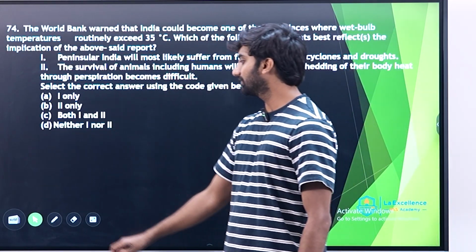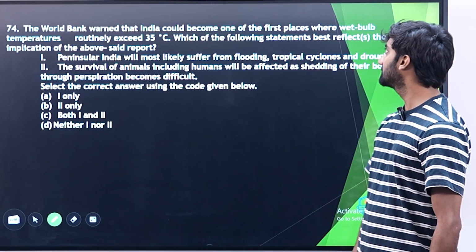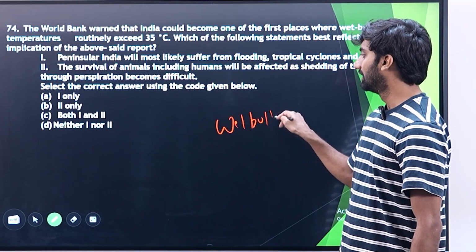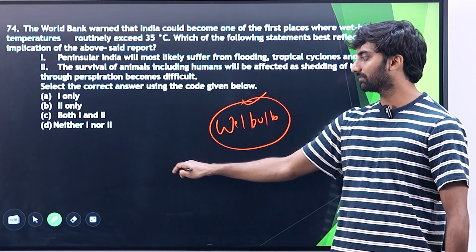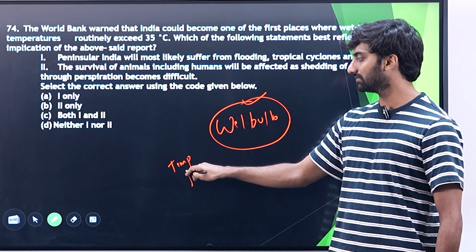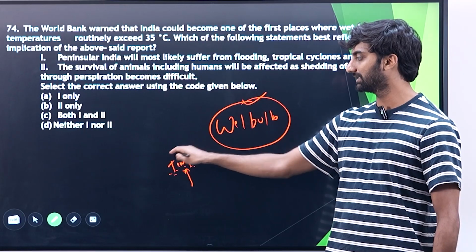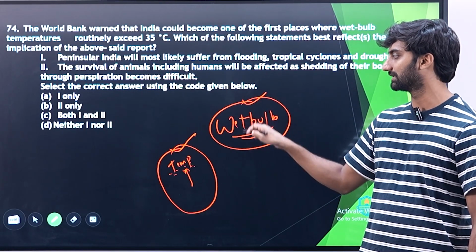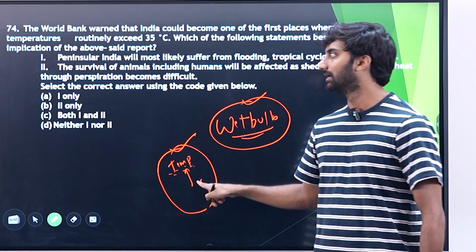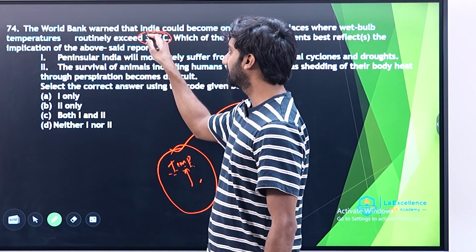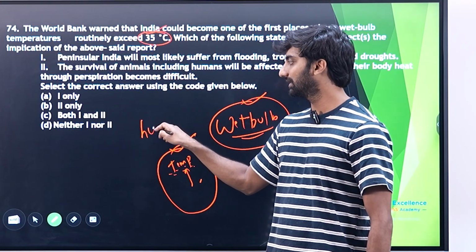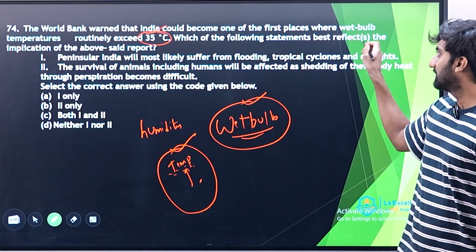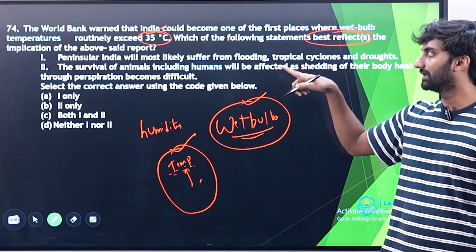Last question, the World Bank warned that India could become one of the first places where wet bulb temperatures routinely exceed 35 degrees centigrade. So wet bulb temperature: normal atmospheric temperature is there. If we also include water vapor and humidity present in the atmosphere and calculate temperature, it will be called wet bulb temperature. Humidity is also present. Wet bulb temperature exceeding 35 degrees centigrade means humidity in the atmosphere is very high. And he is asking which of the following statements best reflects the implication of the above said report.